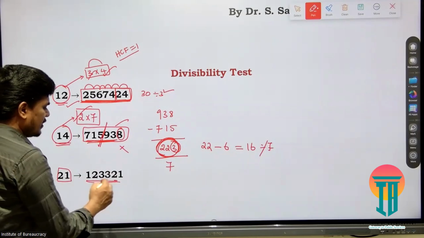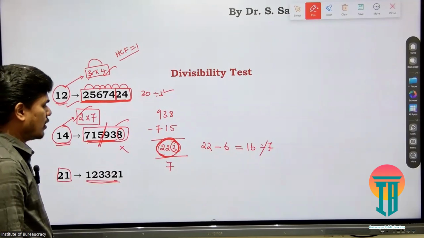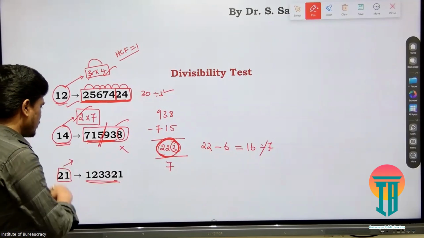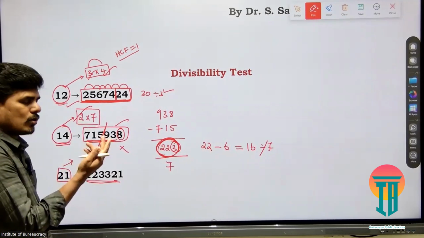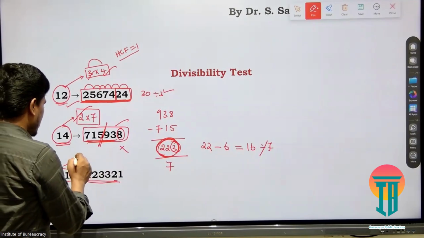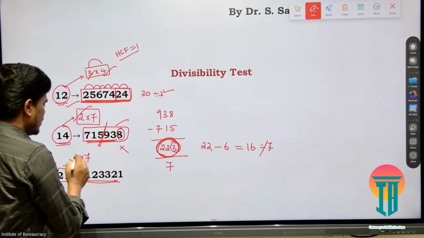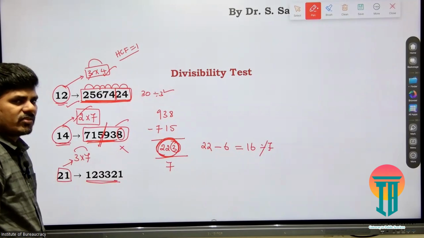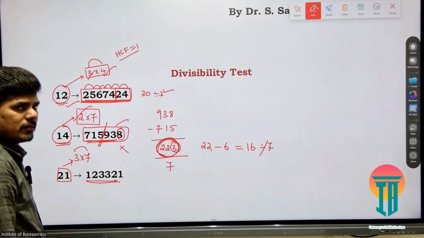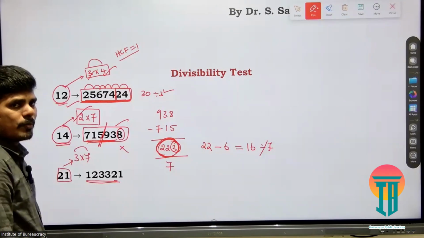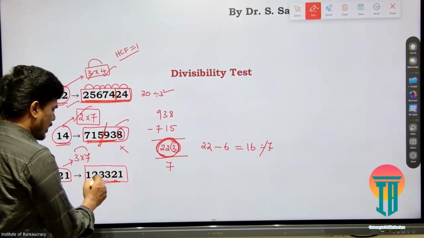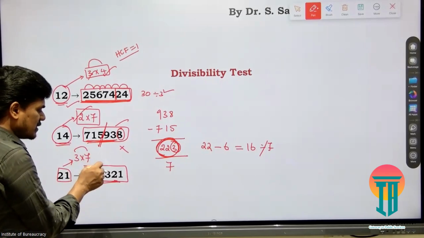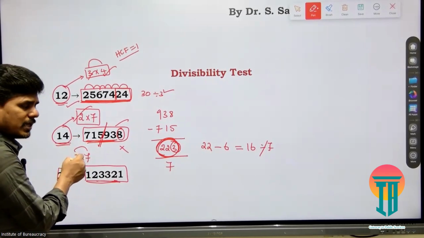Okay. Next, let us take another number, 21. We'll check whether this number is divisible by 21. 21 is a two-digit number. What I have to do is write this as a product of two co-primes. 21 is 3 into 7. The highest common factor for 3 and 7 is 1. Therefore, these two are co-primes. So in order to check whether this number is divisible by 21, I need to check whether this number is divisible by 7 as well as by 3.